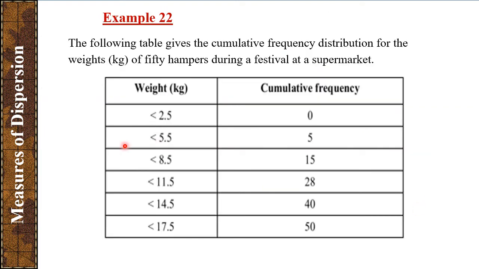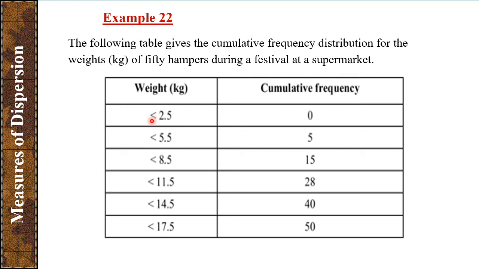Okay, so now we move to example 22. So notice here, the interval given here is less than. Remember in the tutorial, I already discussed the more than and how we find the frequency from the cumulative. So we have to subtract. So same case here, but it is the opposite.